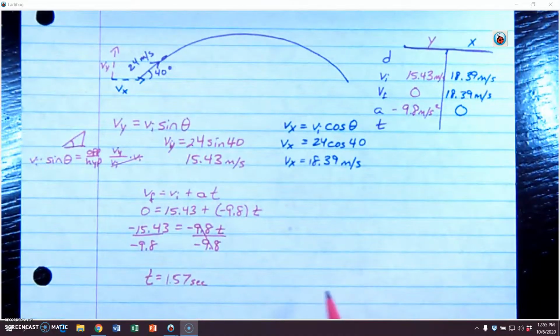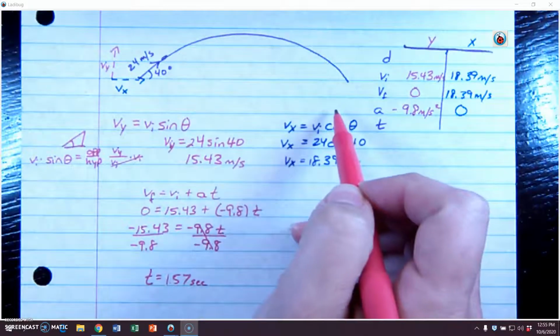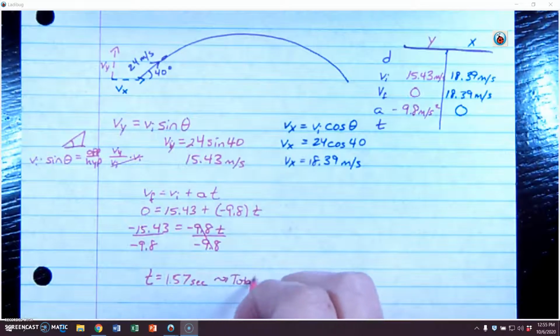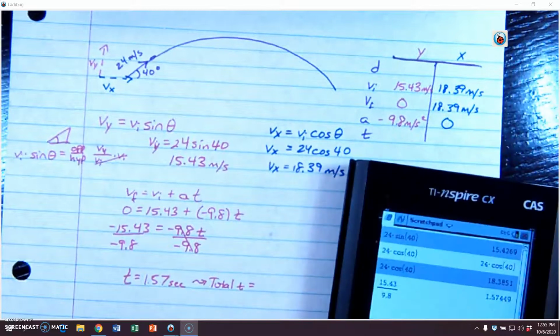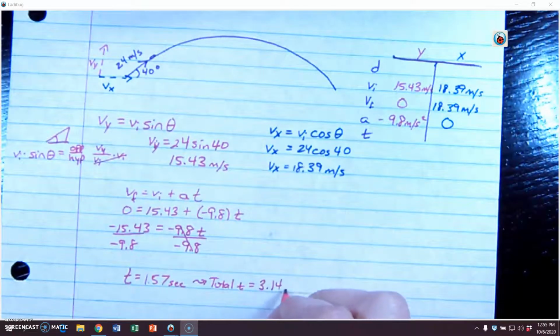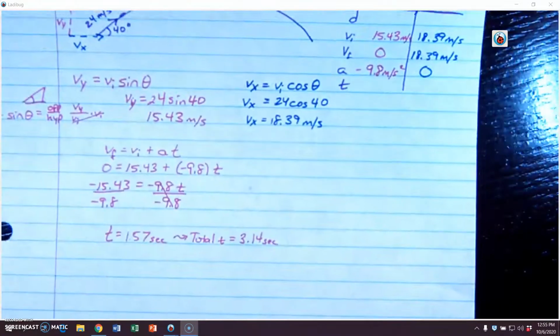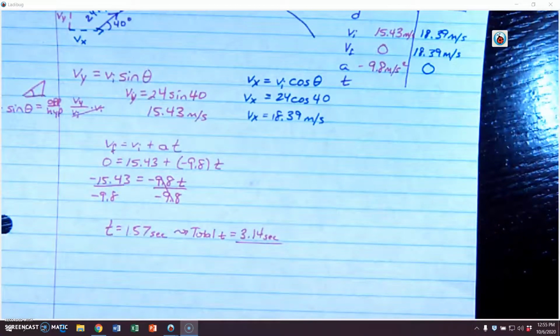Now remember, that is the time it takes to get from here to here. But the discus has to come down too, right? What goes up must come down. So the total time of flight is double that, which will be 3.14. We have to double that 1.57 seconds to get the total time that it was in the air. 1.57 up, 1.57 down.